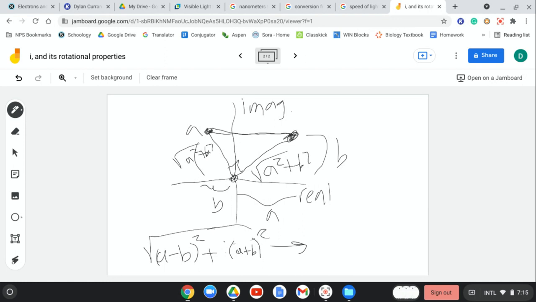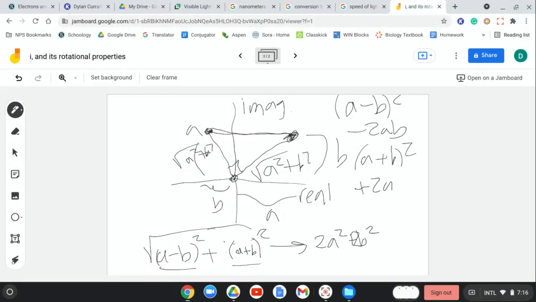All right, and what you can do here is you can actually simplify things a little bit by expanding the two terms. What you'll end up getting is 2a squared plus 2b squared. And that's because, remember, when you expand a minus b squared, you end up getting that negative 2ab term. And when you expand a plus b squared, you end up getting that plus 2ab term. So these terms cancel. And what you're left with is simply the a squared plus b squared in here and the a squared plus b squared in here. So there's 2 of each. So you get 2a squared plus 2b squared.